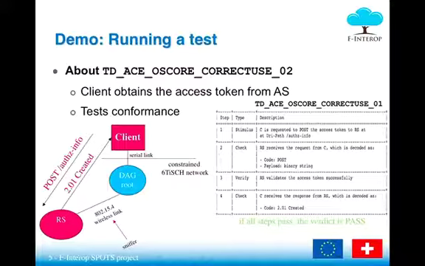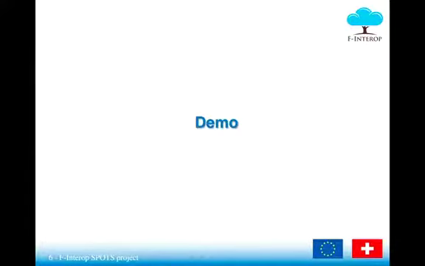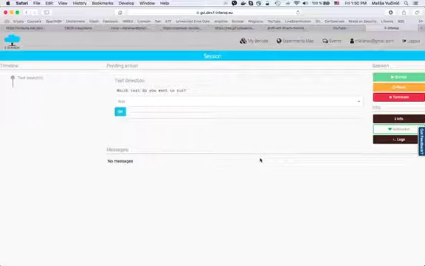The actual test we will run covers the client sending the access token to the resource server. The client obtains this access token from the authorization server in a previous step and forwards it to the resource server. You can see the technical details of this test on the right. Only if all the steps of the test pass the automated checks of F-Interop, the final verdict issued is a pass. I will now proceed to the demonstration.